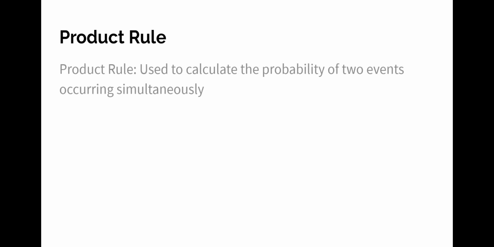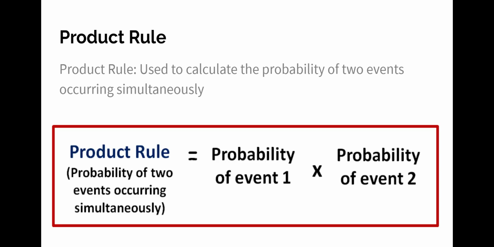What we're going to build on is, you kind of already understand probability, I hope. We're going to add this idea of the product rule, which is used to calculate the probability of 2 different events occurring at the same time. So here is the product rule. It's the probability of event 1 multiplied by the probability of event 2.